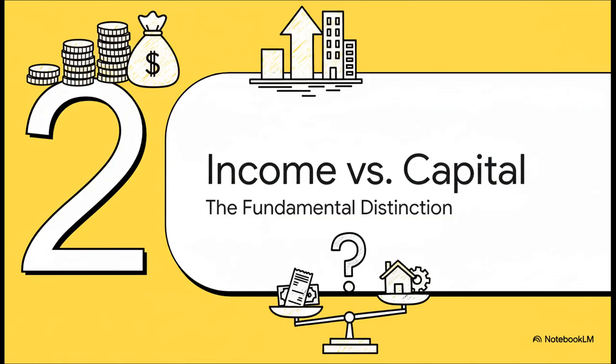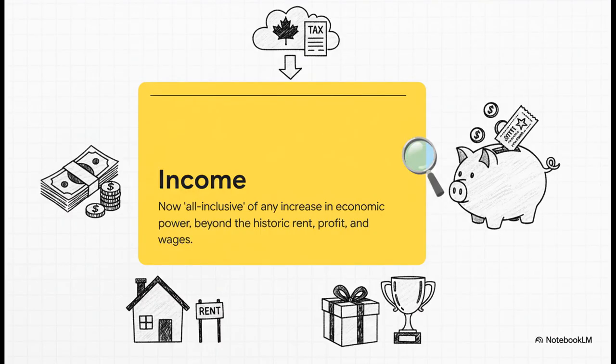Now let's tackle one of the most fundamental concepts in all of taxation, the distinction between income and capital. And trust me, understanding this difference is absolutely essential because it affects nearly every single calculation we make. Way back when, income was a pretty simple idea. It meant things like your wages or profit from a business or rent from a property. But the modern tax system sees it very differently. Today, income is an all-inclusive concept. A good way to think about it is this. It's basically any increase in your financial well-being, no matter where it comes from.